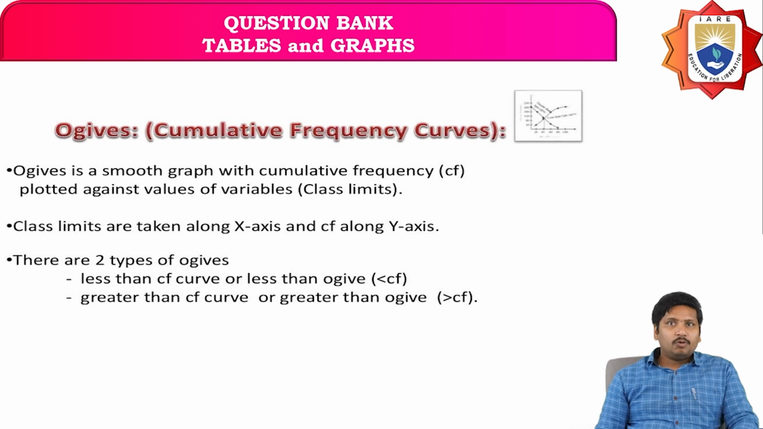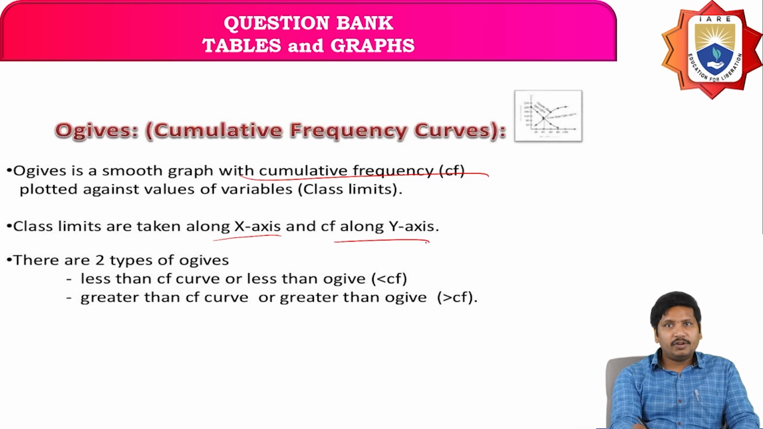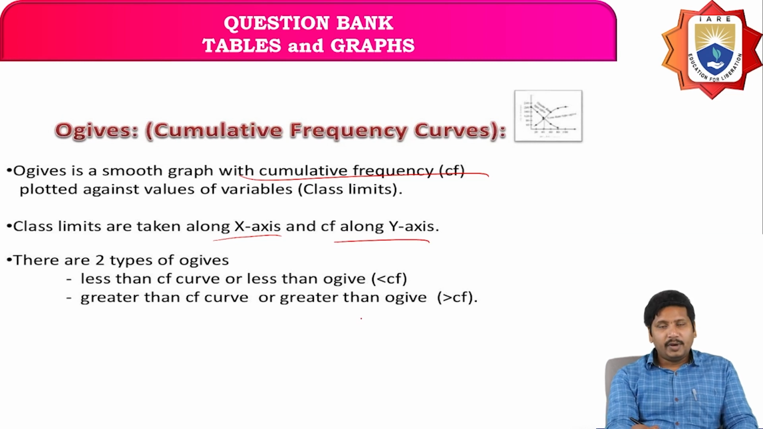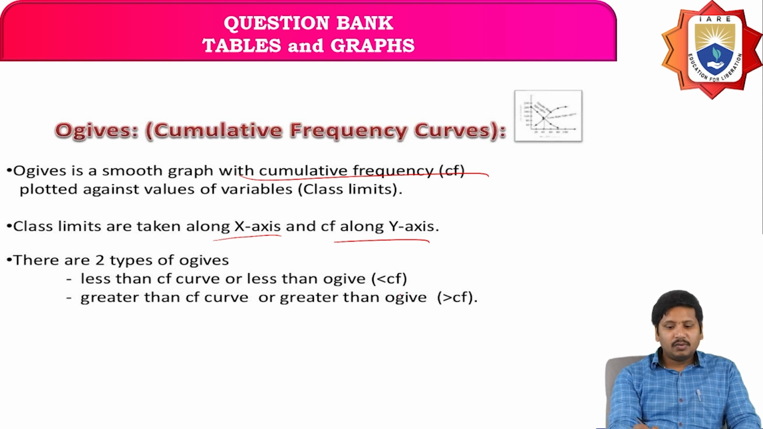This is the cumulative frequency curve. It should be a smooth curve drawn from the cumulative frequencies plotted against the variables of class limits. Here the class limits are taken on the x-axis and the cumulative frequencies are taken on the y-axis. There are two types of ogives: the less than curve and the greater than curve.